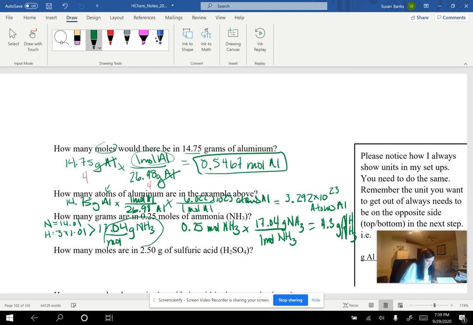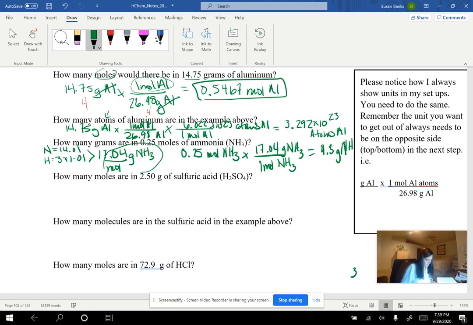Okay, so next thing, we've got sulfuric acid. How many moles are in 2.5 grams of sulfuric acid? So the first thing we've got to do is find the molar mass of sulfuric acid. Notice here, we've got 2 hydrogens, we've got 1 sulfur, and we've got 4 oxygen. So we already looked up hydrogen. We've got 2 of them, so 2 times 1.01 for the hydrogens.